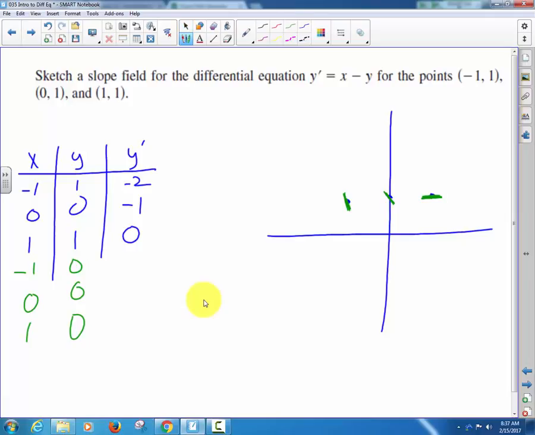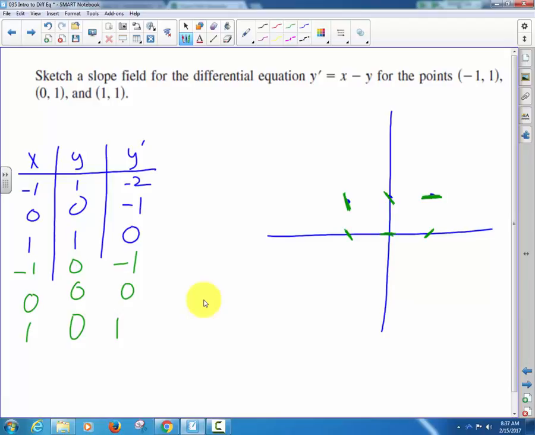Negative 1 minus 0 is negative 1. 0 minus 0 is 0. 1 minus 0 is 1. So over 1 up 0 has a positive slope. Did you get something that kind of looks like that? Now, based on those three, you got any idea what the graph might look like?